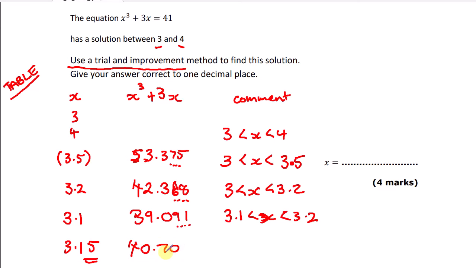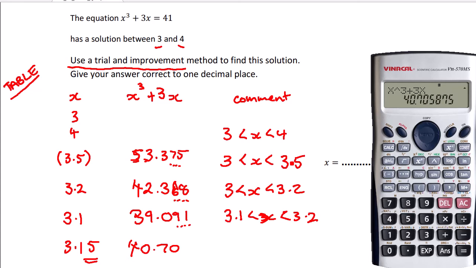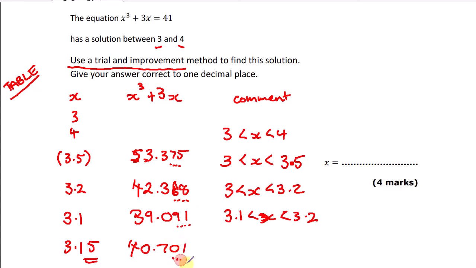70, as I've been doing the other ones. Let's put the last digit in as well. 701. Not worried about these extra places, but this is too small, so 3.15 less than x less than 3.2. I only want it to 1 decimal place. There's my decimal place value. I've got rid of the wrong one. So be clear what your answer is. Clearly state 3.2.